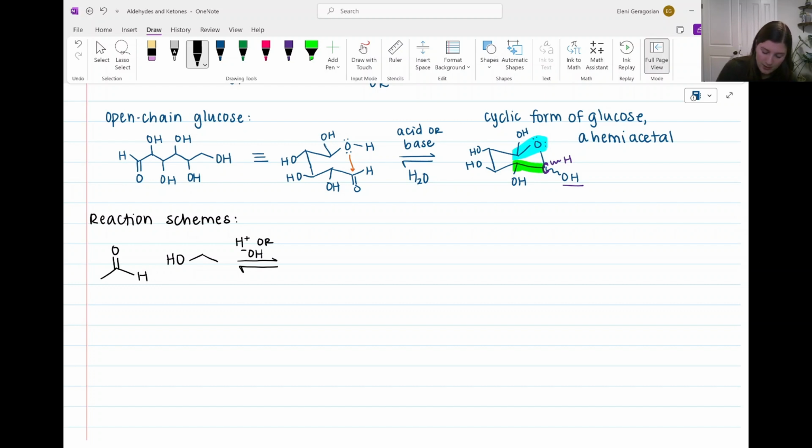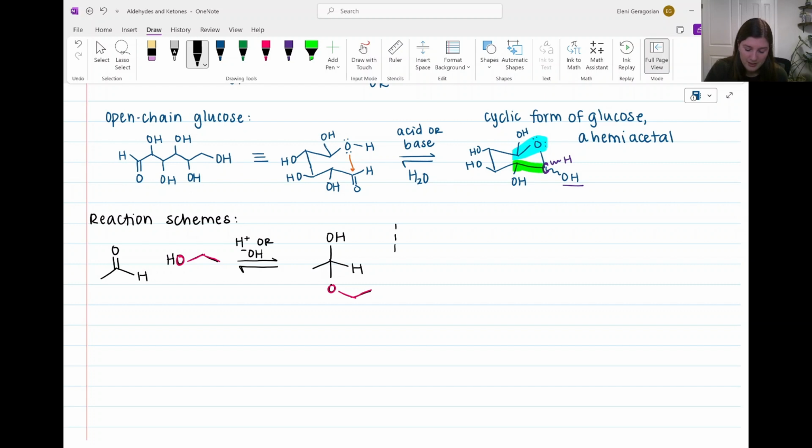Hemiacetal, we have carbonyl carbon bonded to its hydrogen, bonded to the R group from the original aldehyde. The carbonyl oxygen becomes an OH group, and then the other alcohol present in solution bonds to the carbonyl carbon without the alcohol hydrogen. So we can trace these atoms here. That alcohol is now bonded to that carbonyl carbon.